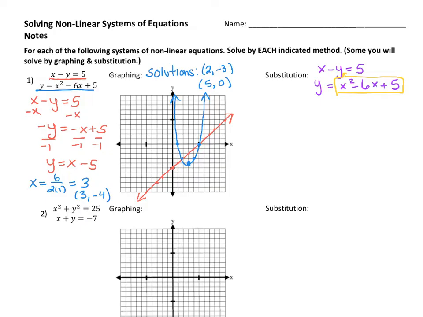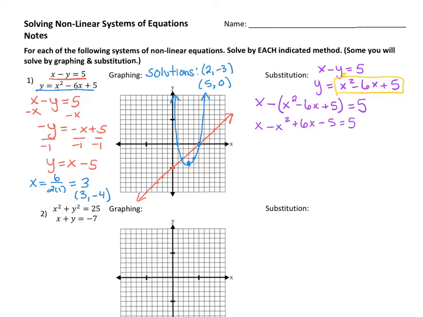So my new equation will be x minus, notice I'm using parentheses, because that will make sure that I subtract the quantity, not just the x squared. So I'm substituting that in the y spot, and so it's going to equal 5. Now I want to simplify this so I can solve. So the first thing I'm going to do is distribute that negative into the parentheses. So I'm going to get x minus x squared plus 6x minus 5 equals 5.